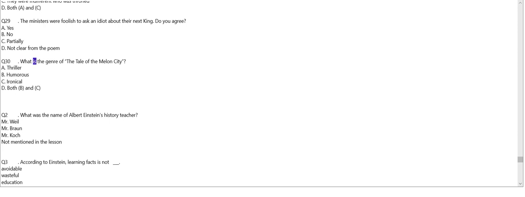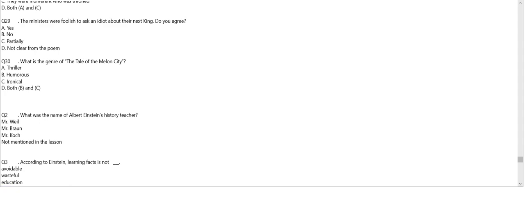Q30. What is the genre of The Tale of the Melon City? A. Thriller. B. Humorous. C. Ironical. D. Both B and C. Q2. What was the name of Albert Einstein's history teacher? Mr. Vey. Mr. Braun. Mr. Cook. Not mentioned in the lesson. Q3. According to Einstein, learning facts is not avoidable, wasteful, education, easy.